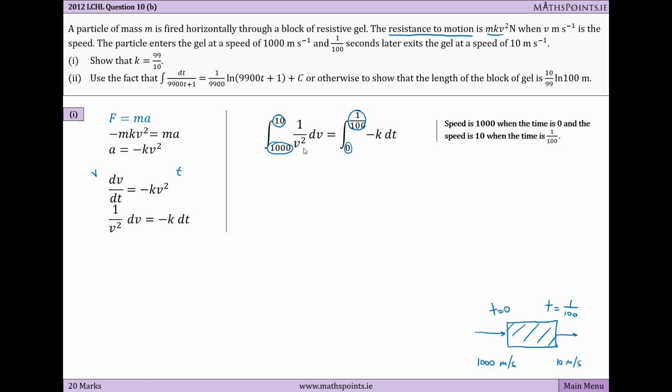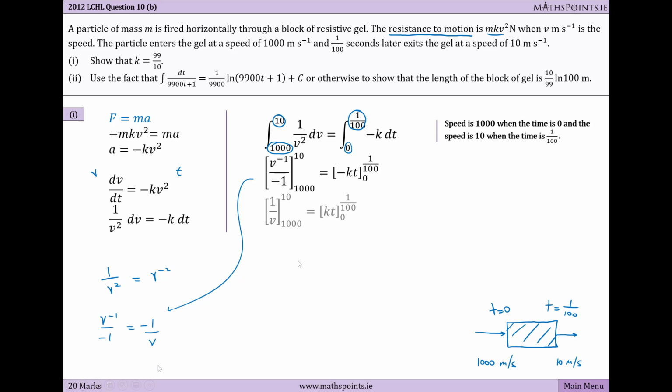Integrating the left-hand side with respect to v, I know that 1 over v squared is the same as v to the power of minus 2. So if I raise the power, minus 2 turns into minus 1, divided by the new power minus 1. And if we integrate the right-hand side with respect to t, we get minus kt. V to the power of minus 1 over minus 1, I am just going to rewrite as minus 1 over v. And then I'm going to sub in the limits. On the left, 10 and 1000, and on the right, 1 over 100 and 0. A tenth minus 1000 is 99 over 1000, and that's equal to k over 100.